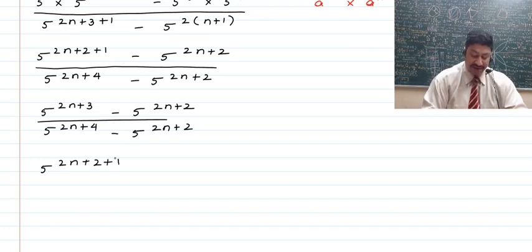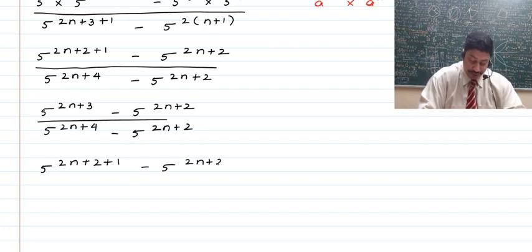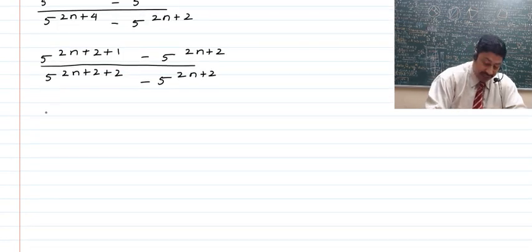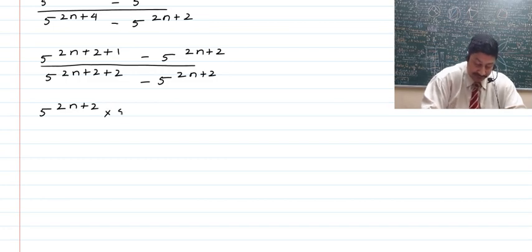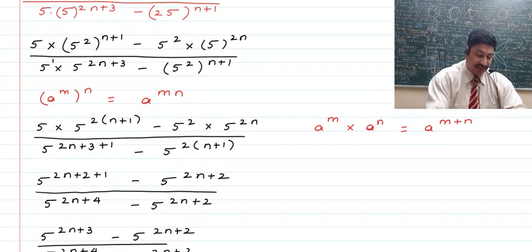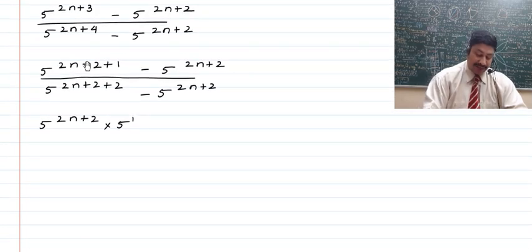Why so? Because we find that 5 raised to the power 2n plus 2 can be taken common from the numerator. Minus 5 raised to the power 2n plus 2 is already there in the second term, and in the denominator we can write this as 5 raised to the power 2n plus 2 plus 2 and minus 5 raised to the power 2n plus 2, right? So in the next step, what we do is, here we take this as 5 raised to the power 2n plus 2, right, into 5 raised to the power 1, which is just the reverse of the last rule that we studied here. That is, if we talk about a raised to the power m plus n, it can be written as a raised to the power m into a raised to the power n. So here also we've done just the reverse.